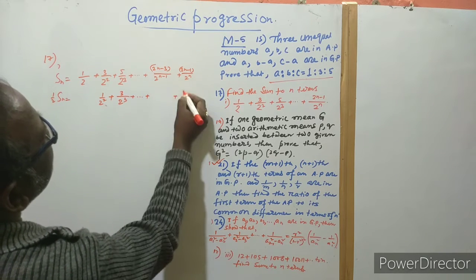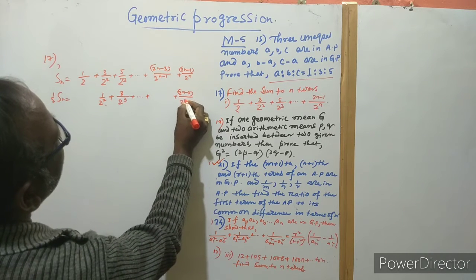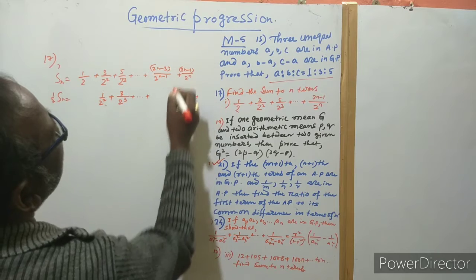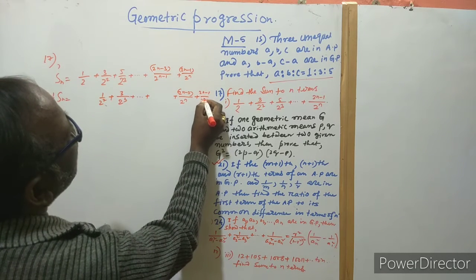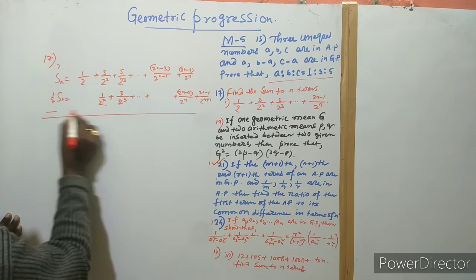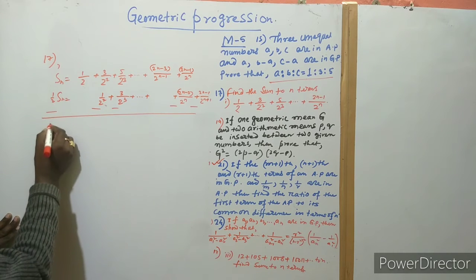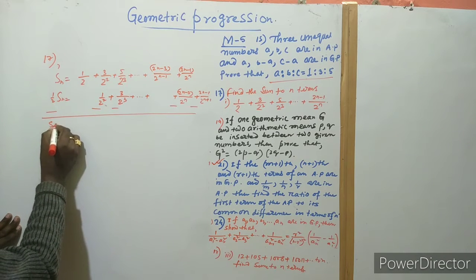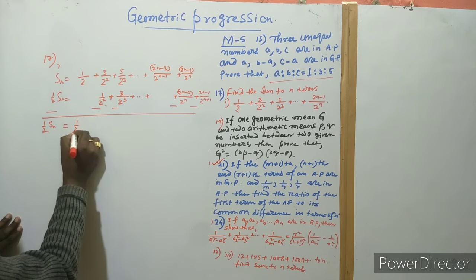After that, if we multiply this term, then we get (2n minus 3) by 2 to the power n here. If we multiply by 1 by 2, then we get here (2n minus 1) by 2 to the power n plus 1, okay? Then we subtract. So what happens, this minus this, we get here Sn minus, and that is half Sn, okay? So after that, this is here half.